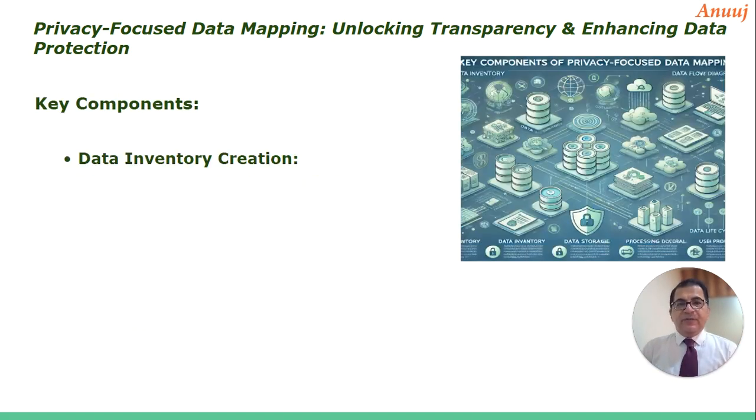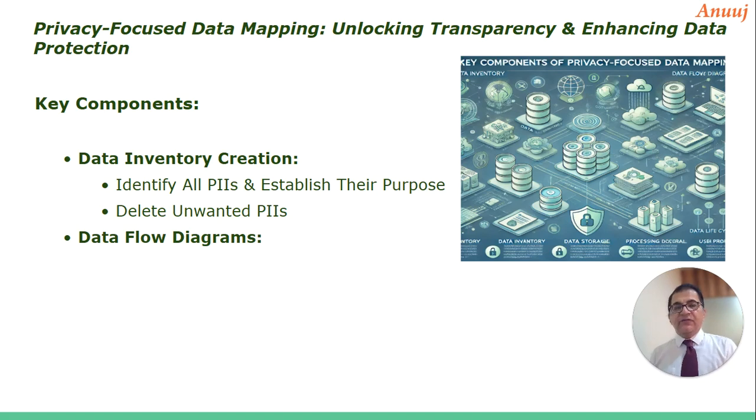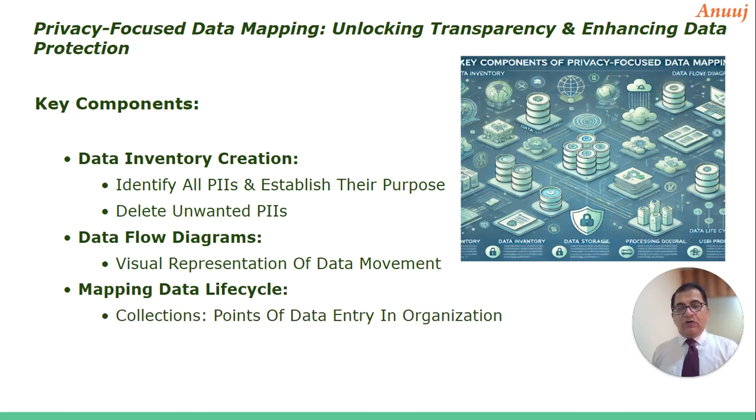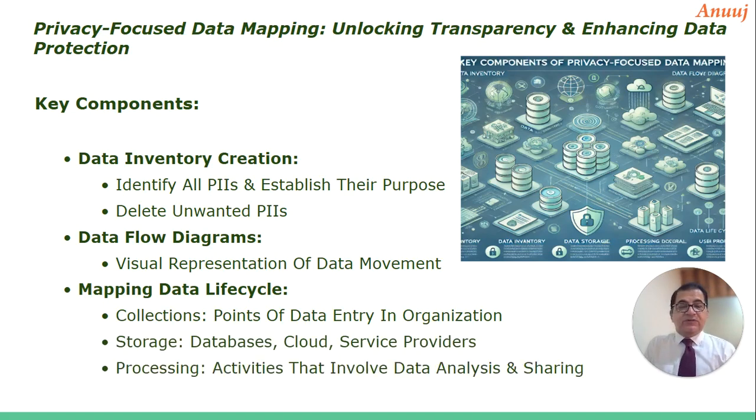What are the key components of privacy-focused mapping? So first you do data inventory, identify all your PIIs and establish the clear purpose for these PIIs. Delete the unwanted information that you have. Create a data flow diagram, a visual representation of the data movement across the organization. Map it with the data cycles of collection, the various points of entry of data into your organization. Storage, where is it stored? Is it on databases, clouds, service providers? Are these files? And how are these being processed? Right? What are the processes involved? Are these online softwares, or is there someone handling this data manually? What is the retention system? How do you dispose it?